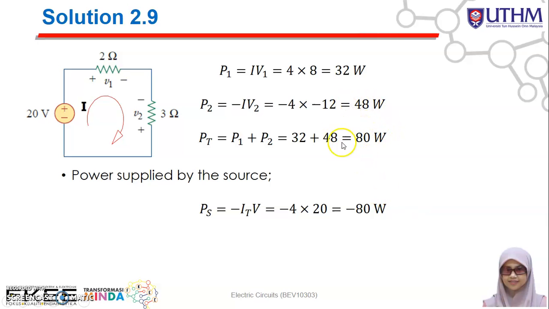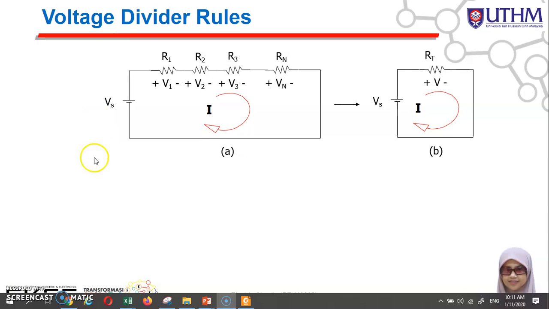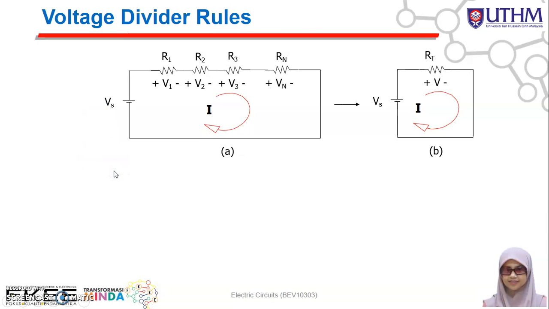So, the relationship between the power supplied by the source and the total power dissipated by each of the elements is given by: the total power dissipated by the load is equal to the total power supplied by the source. So in this case, here you have 80 and here you have 80 as well. Alright. So now we are going to see the concept of voltage divider rules.